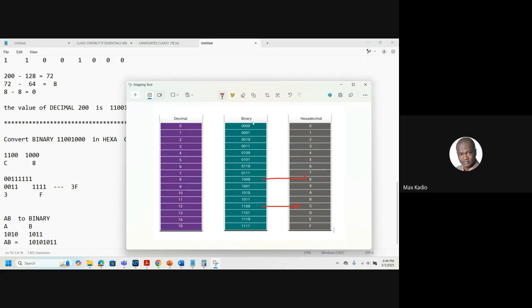Now, for the binary, you start from right to left. The first digit on the right alternates 0, 1, 0, 1, 0, 1. The second position goes 0, 0, 1, 1, 0, 0, 1, 1. For the third position, it's now 4 zeros, 4 ones, 4 zeros, 4 ones. Now the last on the left, 8 zeros, 8 ones, and done.